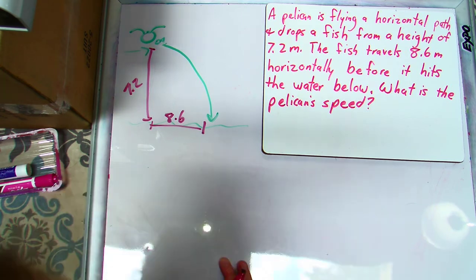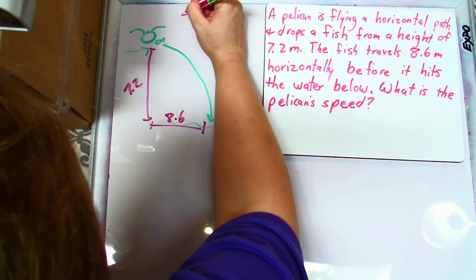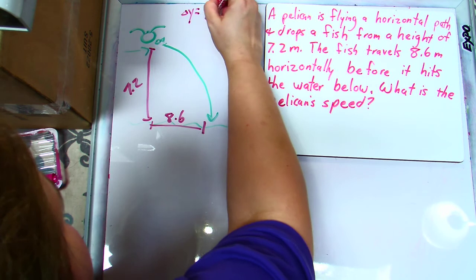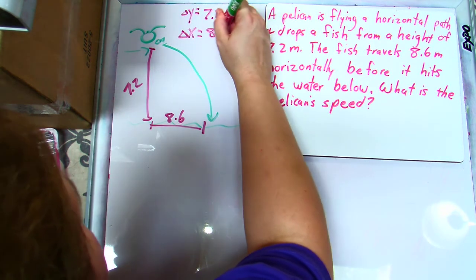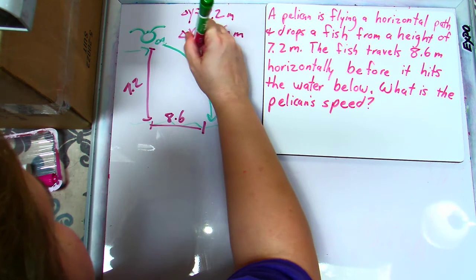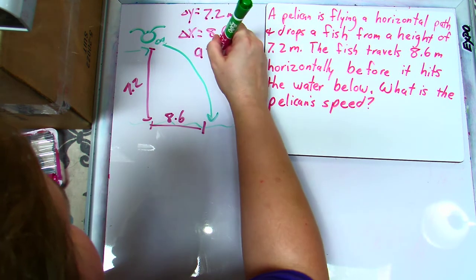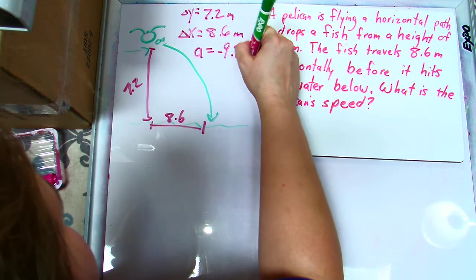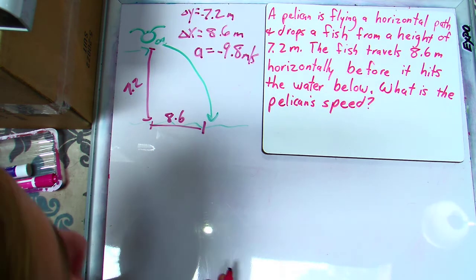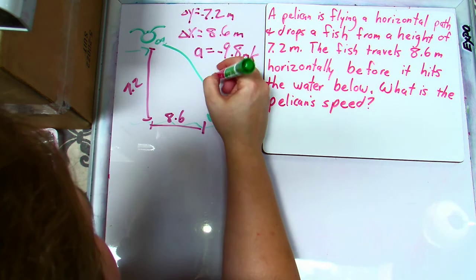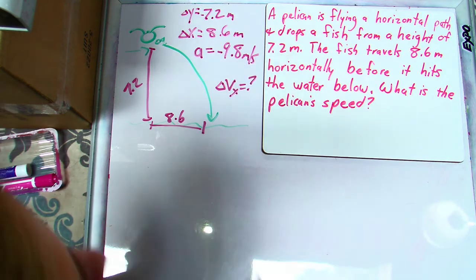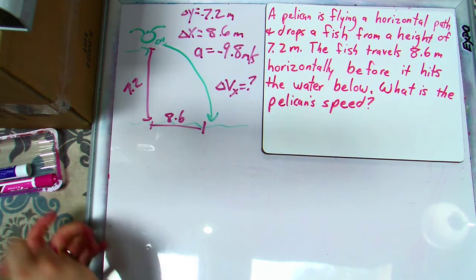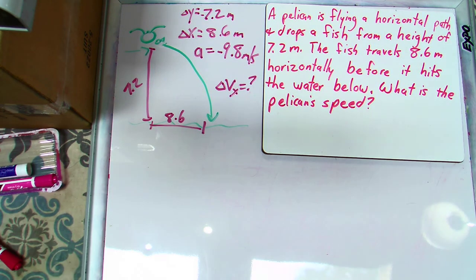So what are the knowns? Delta y equals 7.2 meters. Delta x equals 8.6 meters. The acceleration due to gravity is negative 9.8 meters per second squared. And technically that's negative 7.2. And we are looking for the speed of the pelican. It's just like the last problem we did. So first, we have to figure out time.